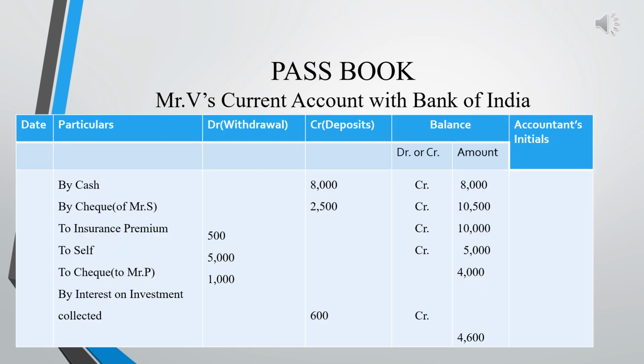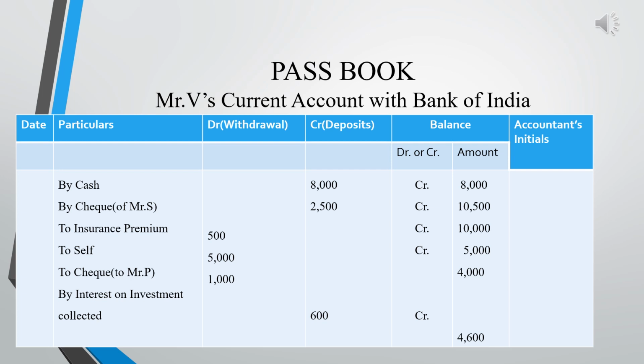Now, let us see how the various transactions are treated in the passbook. As we have seen, if any amount has been deposited in the account, then we become a debtor for the bank and the bank becomes a creditor for us. Likewise, if we have withdrawn some amount from the account, we become a creditor for the bank and they become a debtor for us.